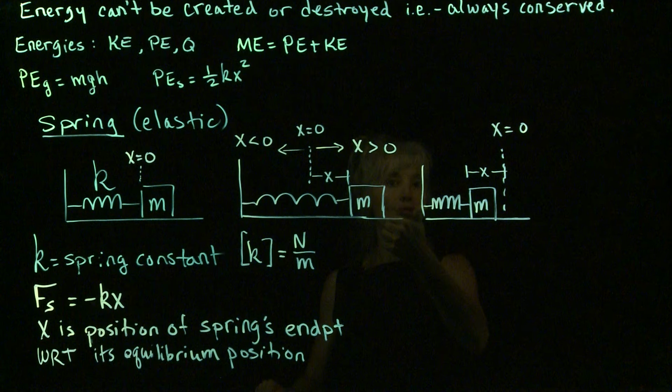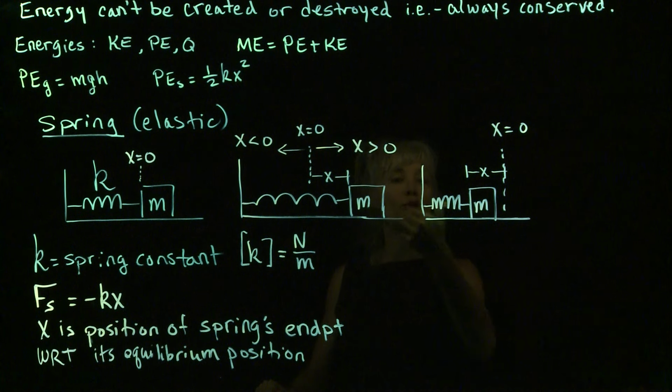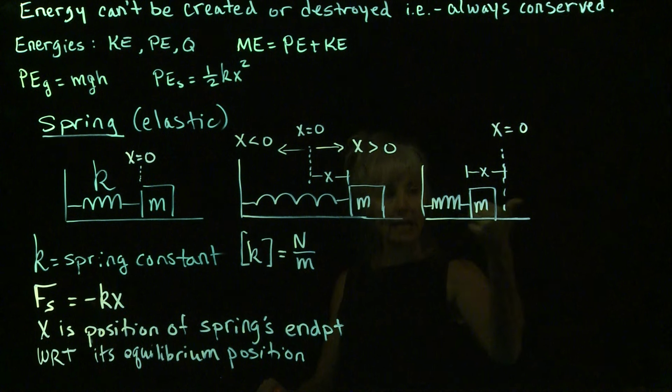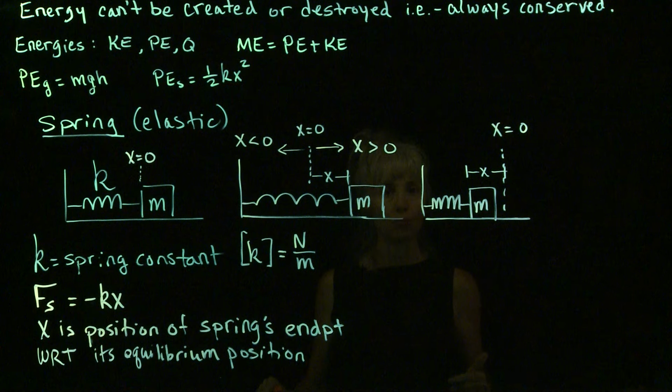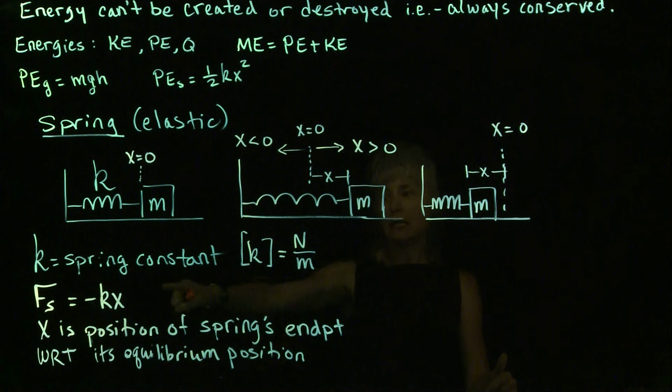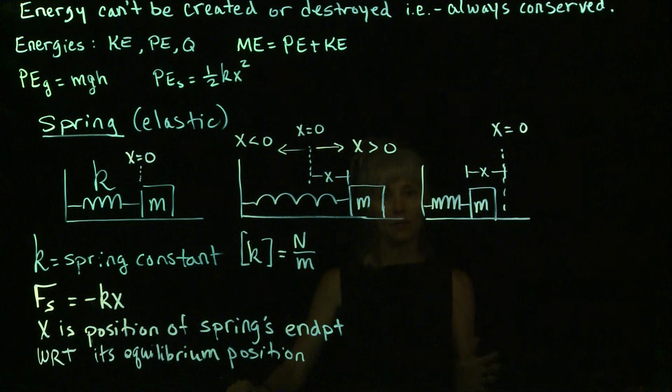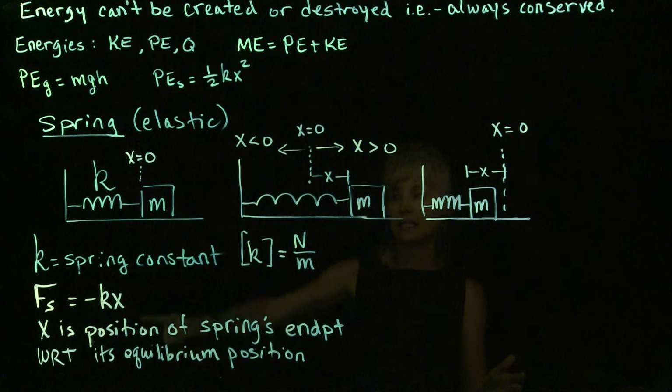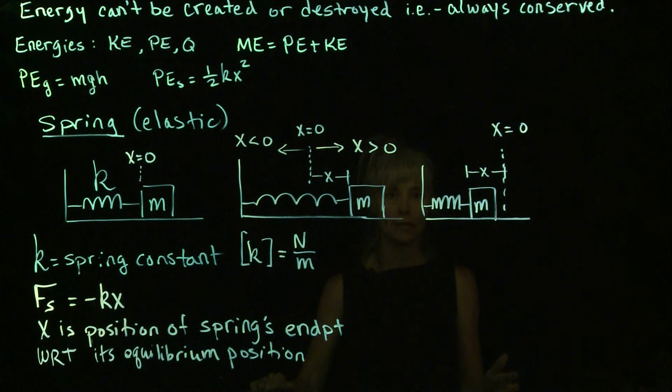The spring is going to try and push back to its equilibrium length, and it's going to push the mass to the right. So the force exerted by the spring and the direction of the displacement of the end of the spring are always oppositely directed, and that's why the negative sign comes there.